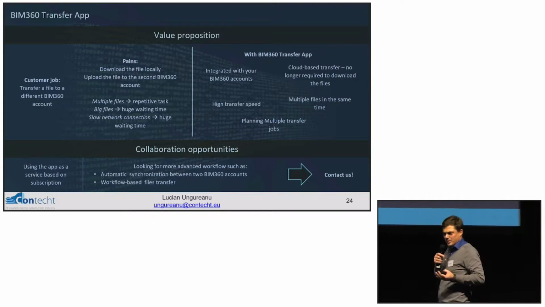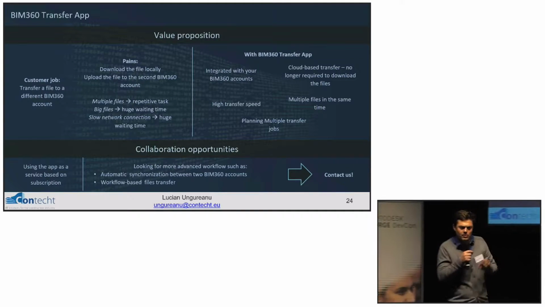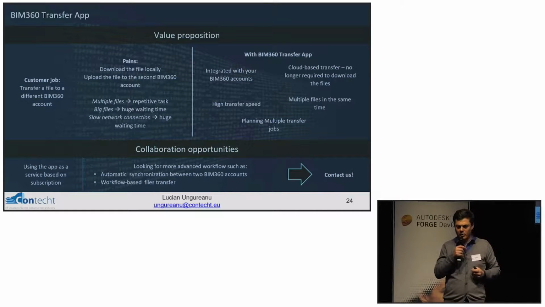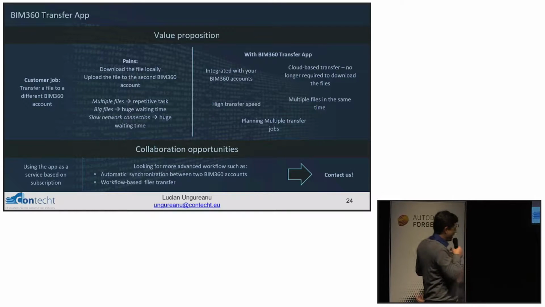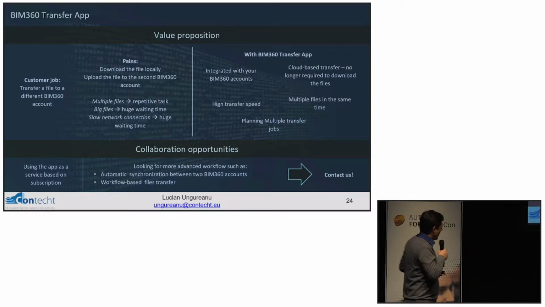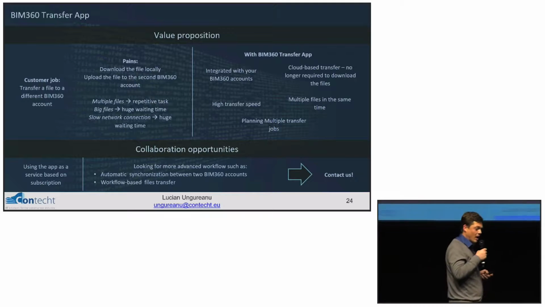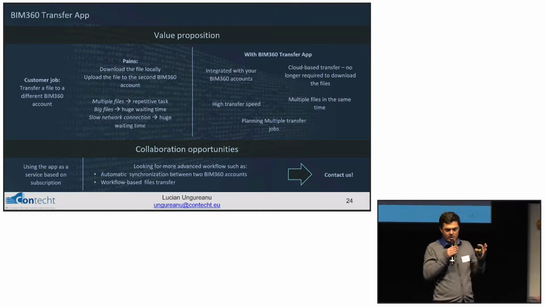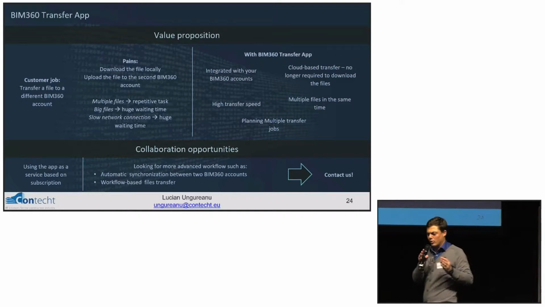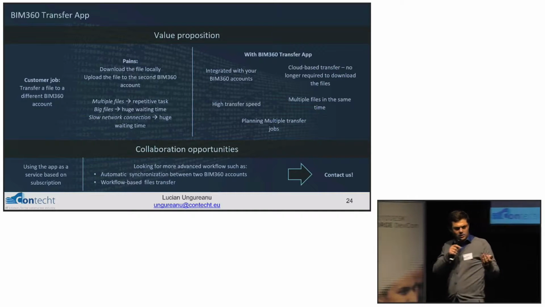How many of you have experienced having to transfer some design files from one BIM 360 account to a different one, and actually had to download them and upload them to the other account? So the app we developed on top of Forge allows you to do that. We have two BIM 360 accounts, and you just transfer the files from one account to the other. And imagine you work with clients, right?